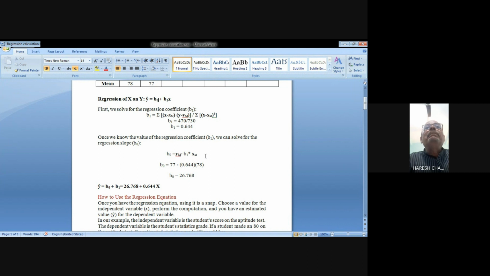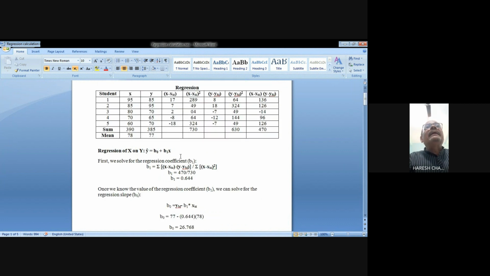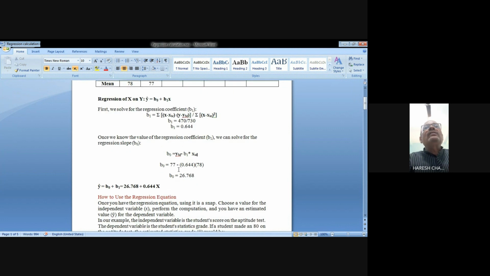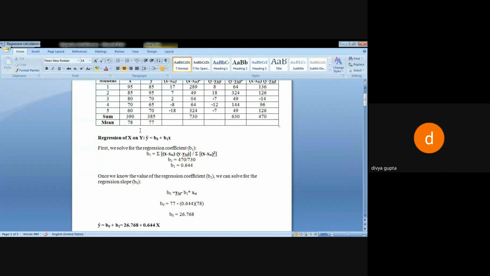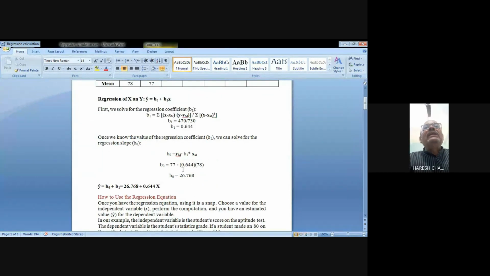Y mean is 77, so 77 minus b1, which is 0.644, into x mean, which is 78. So b0 is 77 minus 0.644 into 78.